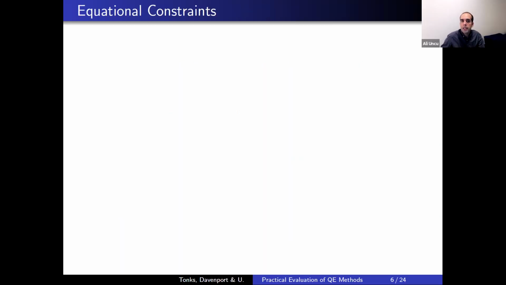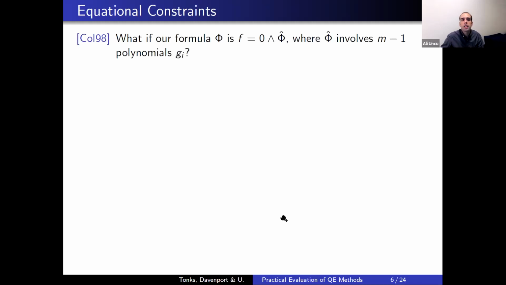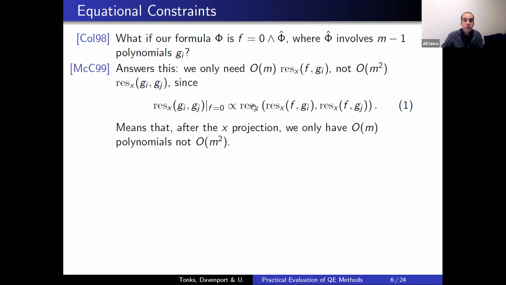Okay, and what is an equational constraint, and how does it come into play? So Collins said, what if in our Tarski formula, when we have so many polynomials and just constraints on them, what if one of them is a straight up equality? So what if we have f equal to 0 and some more polynomial constraints, where this phi hat is m-1 polynomials in g_i? And McCallum answered this saying that that would reduce the complexity quite a lot. We won't really need to take the square of the number of polynomials in complexity, but it will drop to just the number of polynomials.